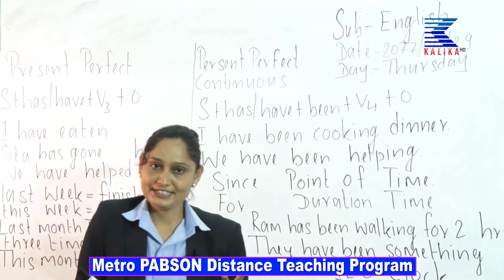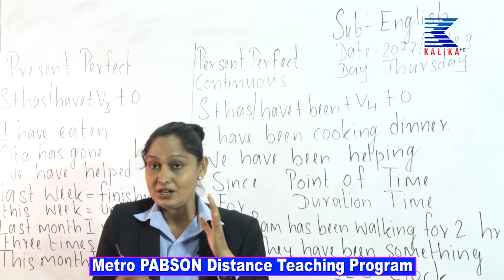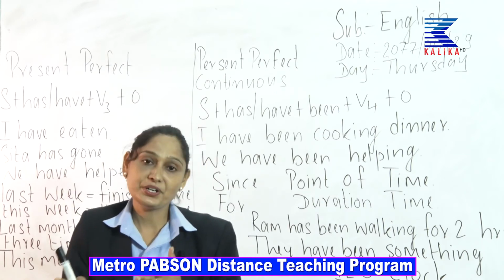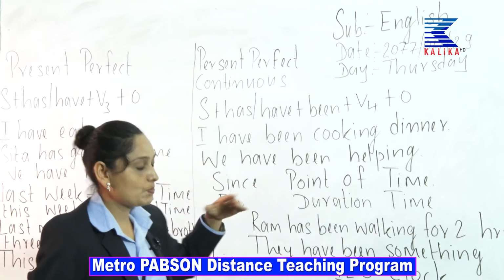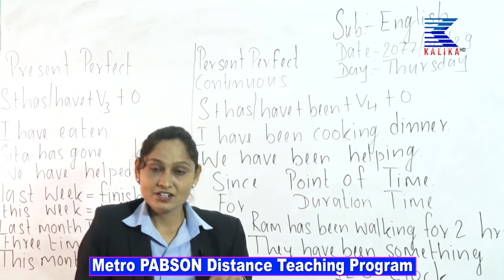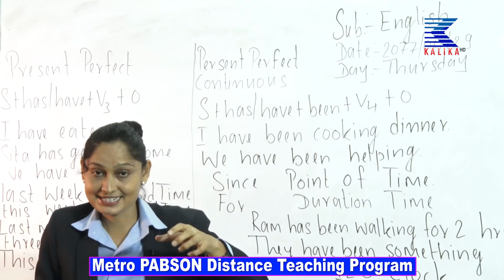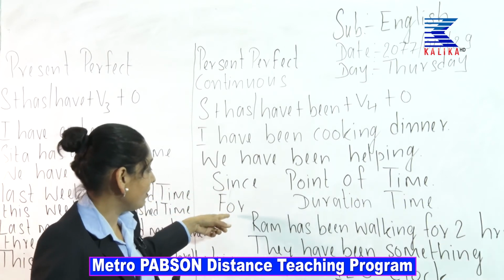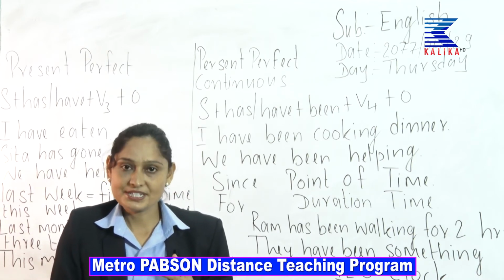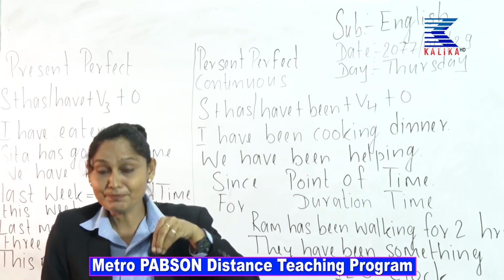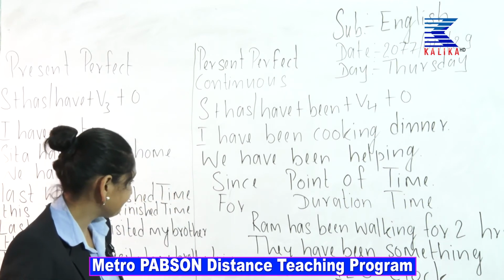And one more strong point you have to remember in present perfect continuous is where to use since and where to use for. Very important, children. Since is a point of time, when it started, when they show an exact time. And for is for duration, hours. That is present perfect continuous. In present perfect continuous we use since and for. Now, look at the example, children.